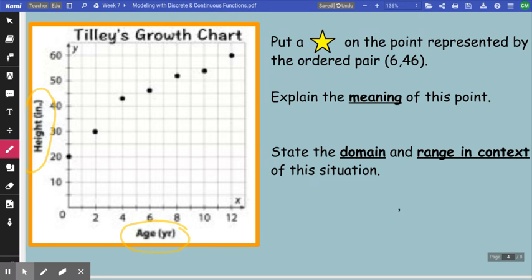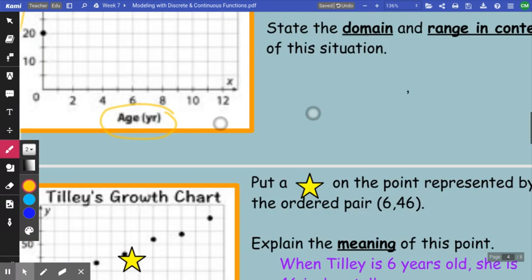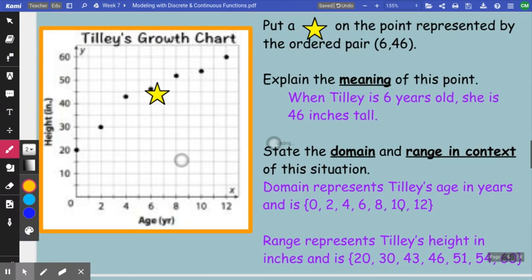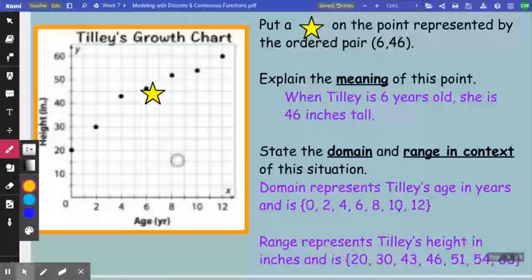So it says, put a star on the point represented by the ordered pair (6, 46). So if I come over here to the right to where X is 6, and then I go up to where 46 is, this right here is where I'm going to put the star. So I'll erase those two things. So that's where my star belongs. And it says, explain the meaning of this point. Well, if you take a look on this next slide, I already have the star there. It's kind of off just a teeny bit, but it says when Tilly is 6 years old, she is 46 inches tall.